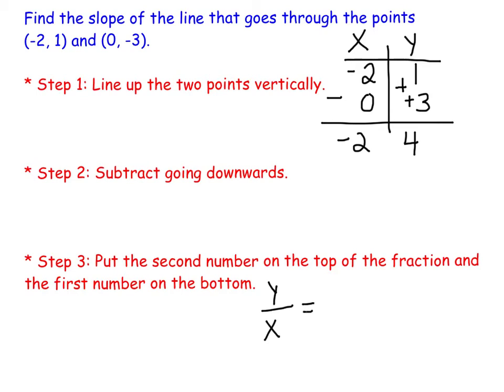Step number 3 is to go ahead and take your y-coordinate, put it on the top, take your x-coordinate, put it on the bottom, and that will be your slope. The y-coordinate is 4, the x-coordinate is -2, and that can be simplified to -2, so that is our slope. Good job.